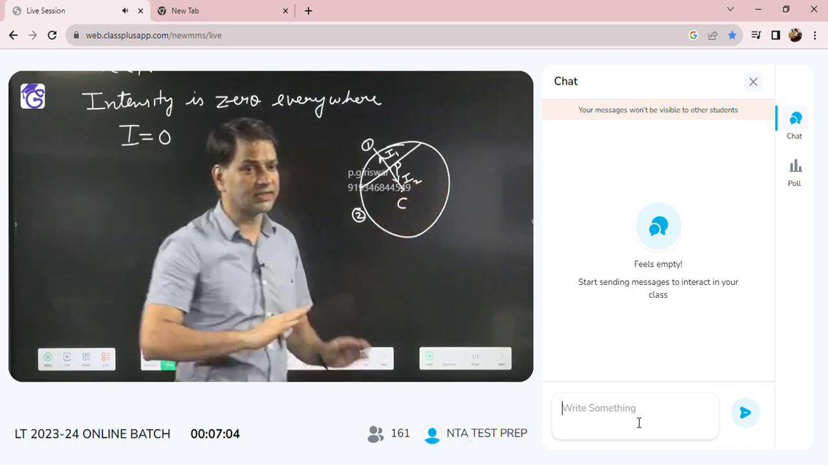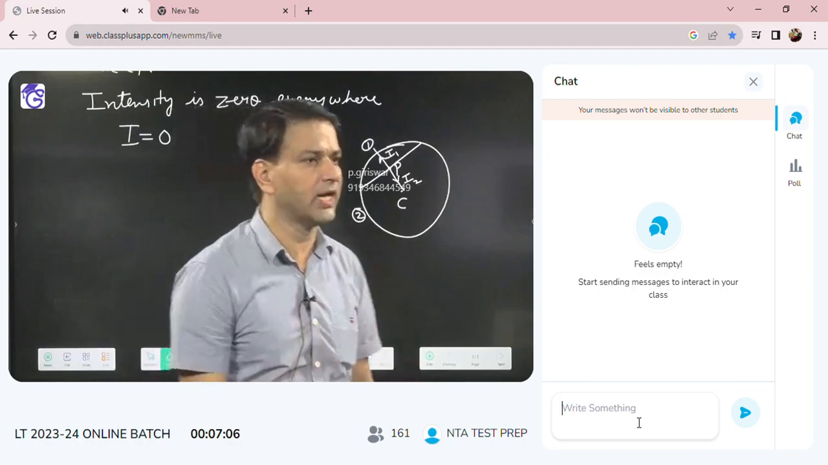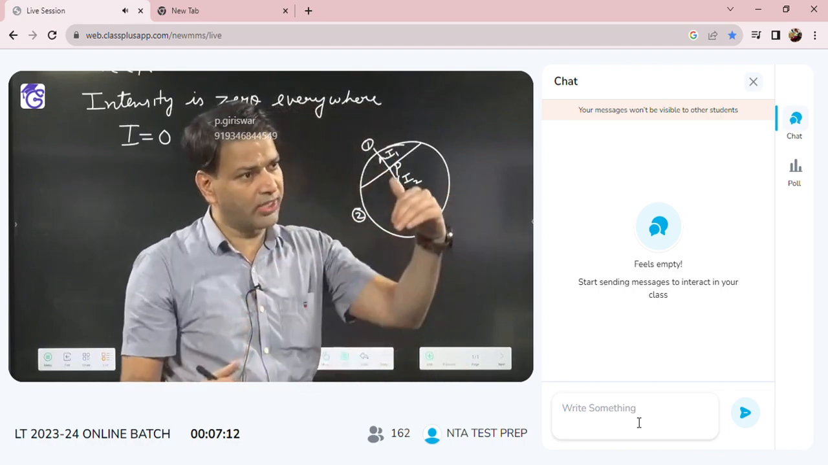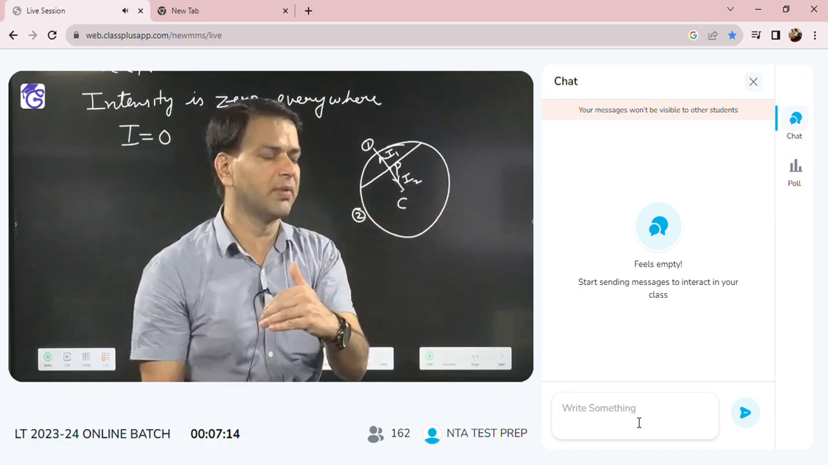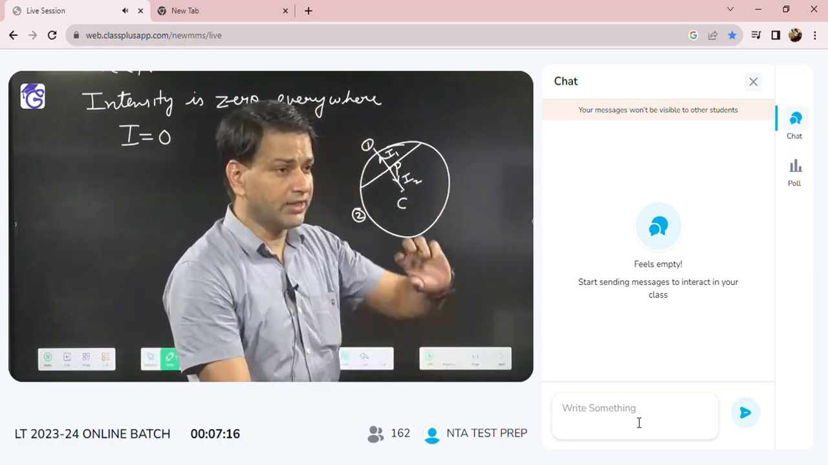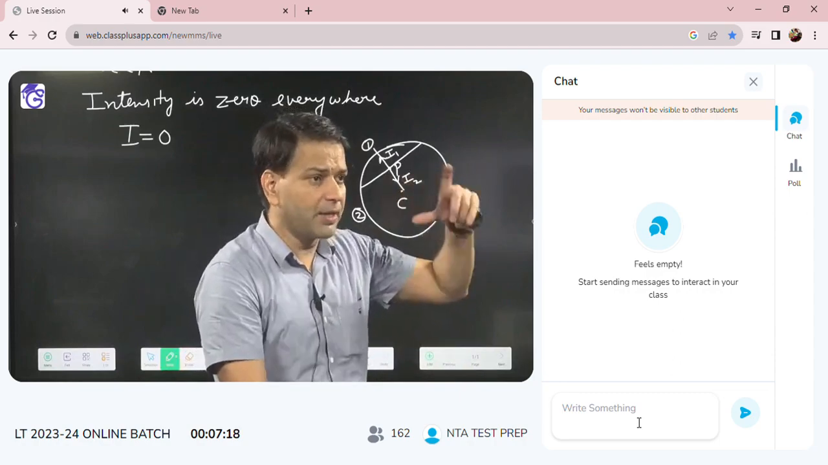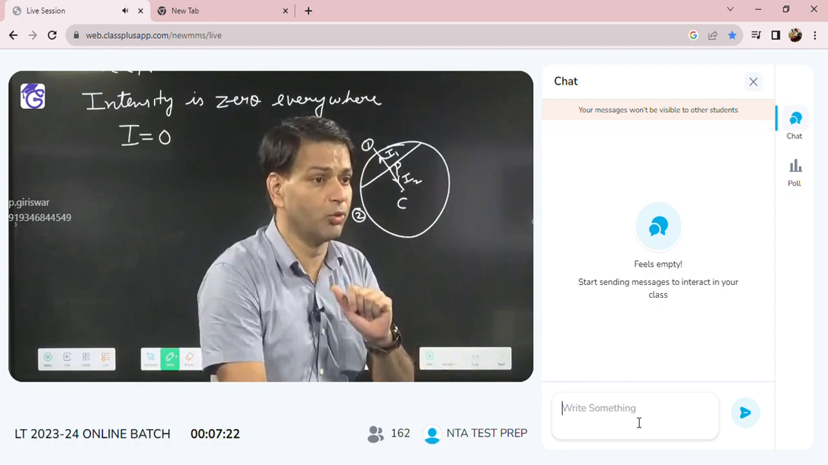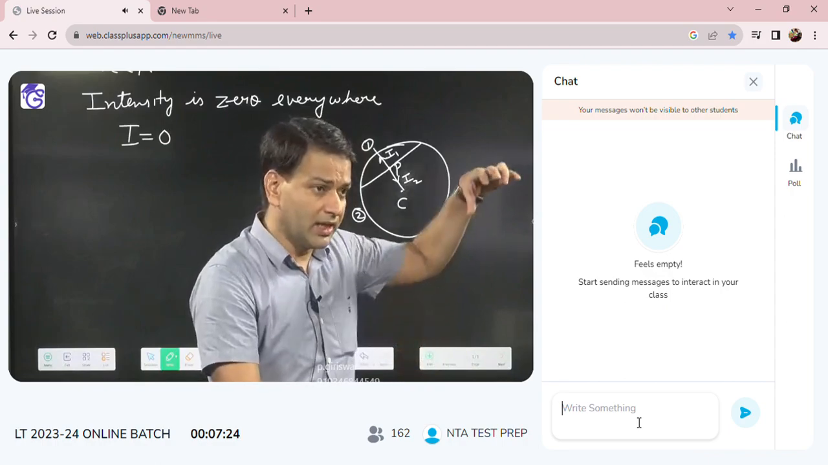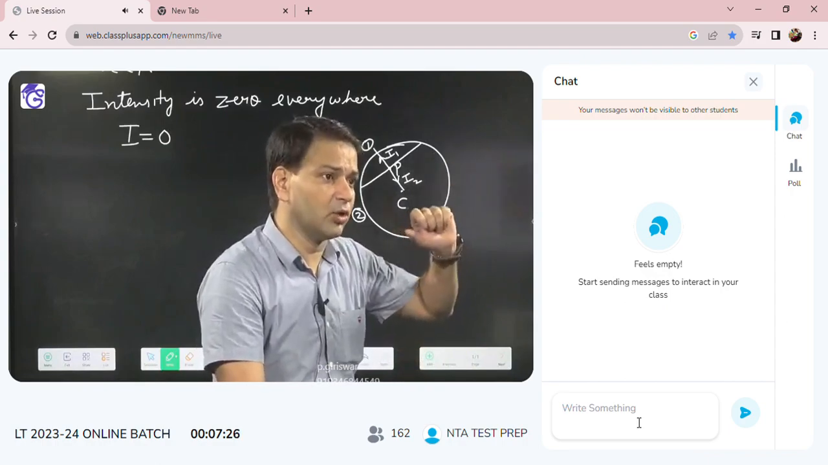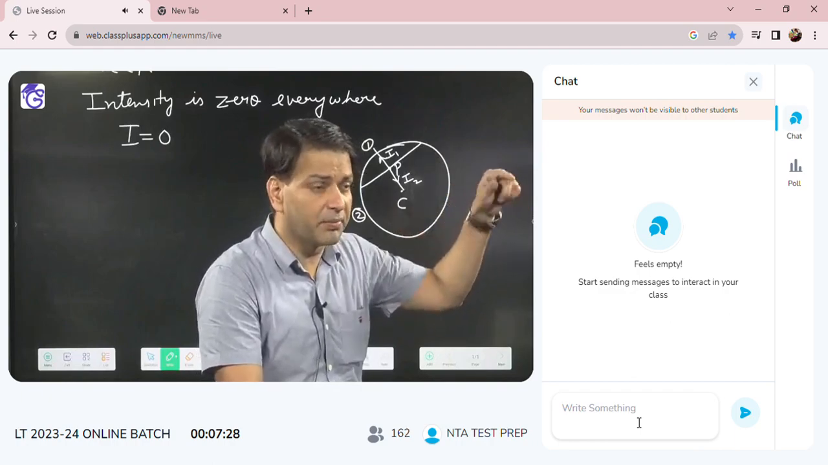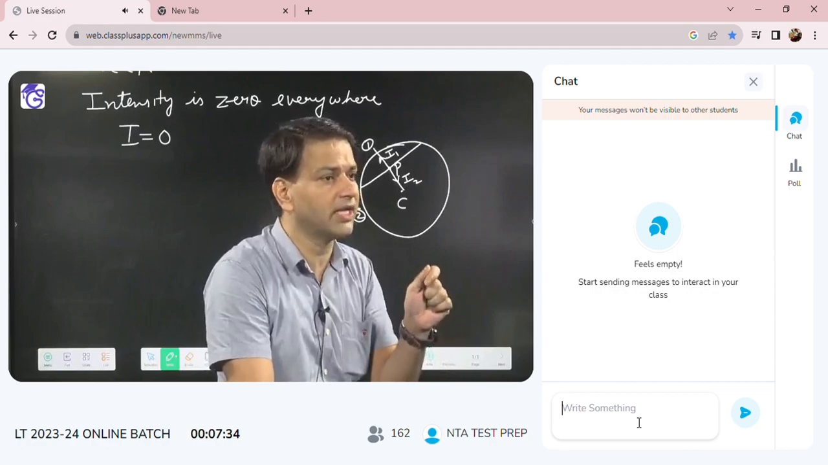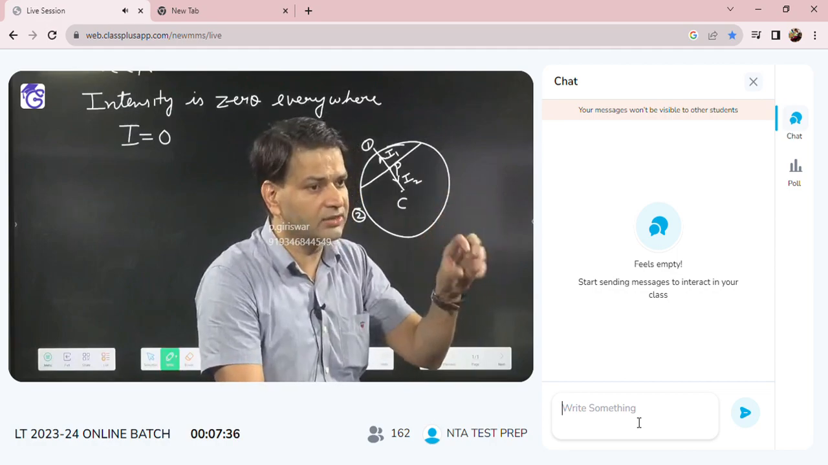So the upper part and lower part intensities are in opposite directions, because the lower mass is below, and intensity is always directed towards the mass. Now you can see here, upper part mass is lesser, lower part mass is more. Mass more, intensity will be more. But why is the intensity zero? Upper part mass is less, but the distance of the point P from the upper part is also less.